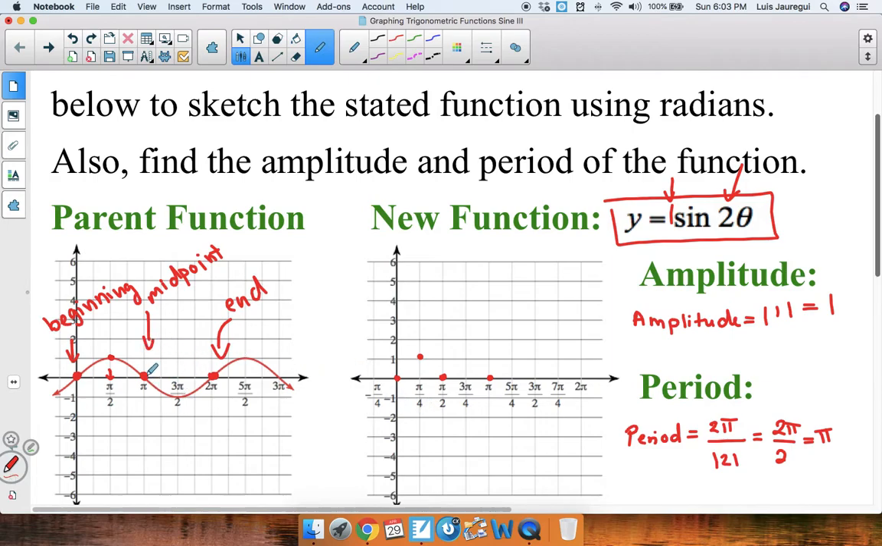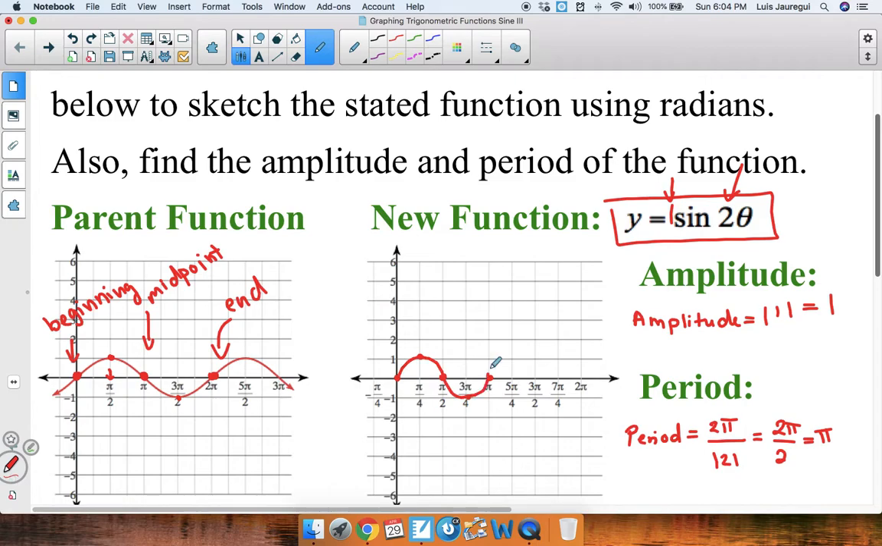Lastly, what happens between the midpoint and the end? Well, halfway there, I get my minimum of negative 1. So here, between my midpoint and my end, I'm going to get my minimum of negative 1. And that's going to allow us to do a quick sketch of our function.